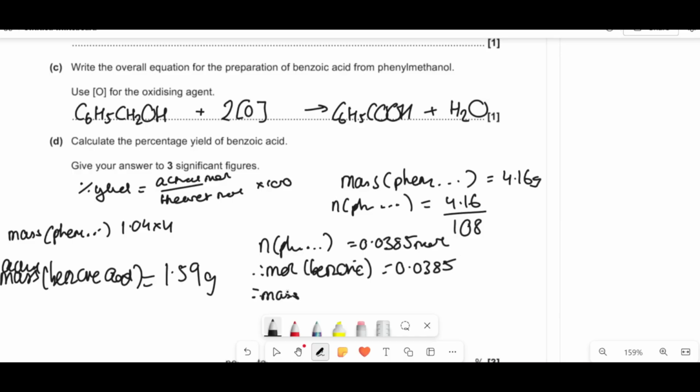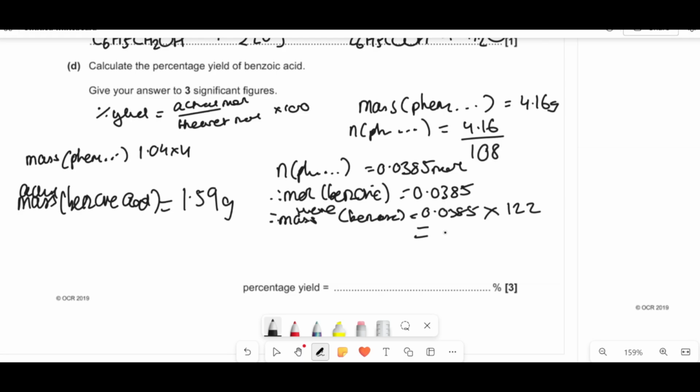Therefore, the moles of the benzoic acid we would theoretically make should also be 0.0385. Therefore, the theoretical mass of the benzoic acid would be moles times Mr, 0.0385 times the Mr of benzoic acid, which is 122. If we do that, we get 4.697. So percentage yield would equal the actual, 1.59, divided by our theoretical, 4.697, times 100, which gives us 33.85. We should do it to three significant figures, so 33.9.